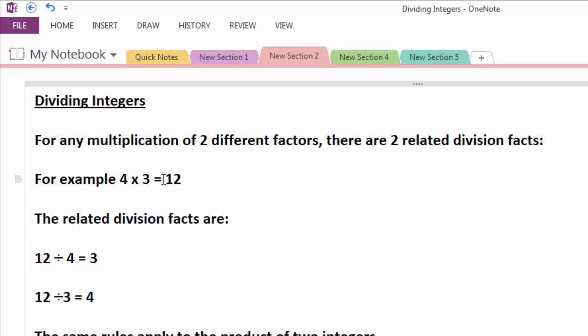If I take the 12 and I divide it by 4, it's going to give me 3, which means if I take the 12 and I divide by the first term, it's going to give me the second term. And the other one, if I take the 12 and I divide it by the second term, it will give me the first term. So 12 divided by 3 equals 4. These rules apply for the whole numbers.